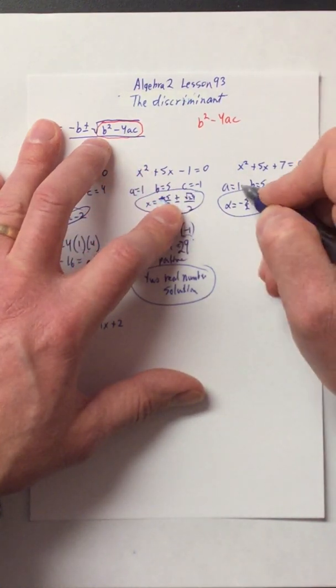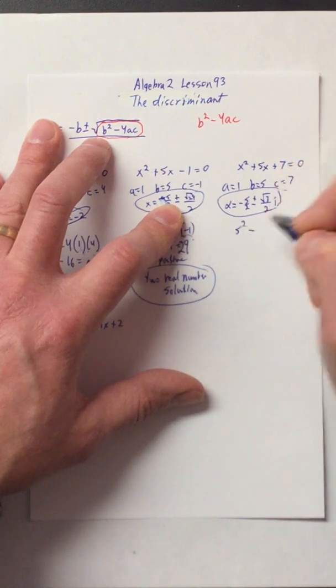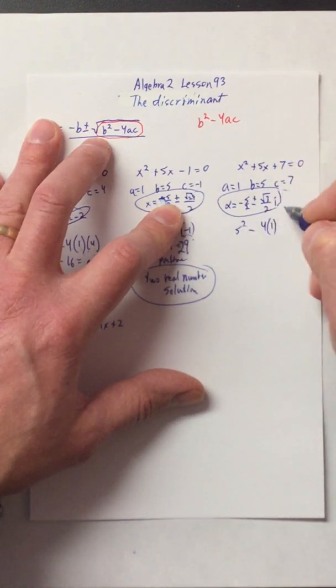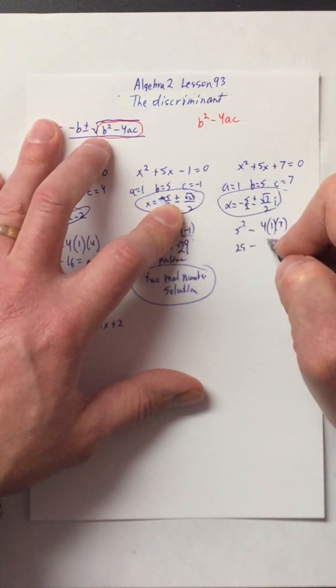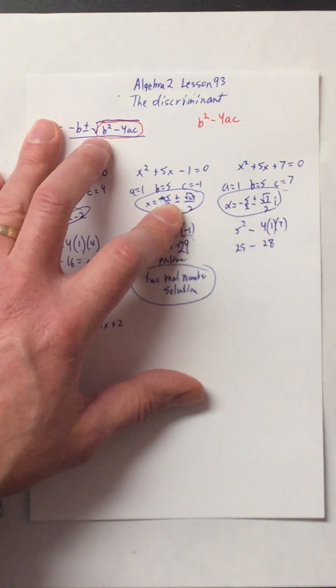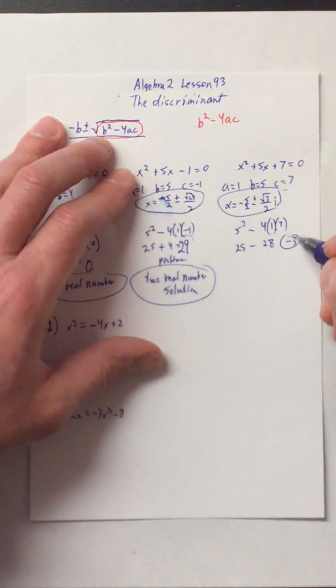So our discriminant is going to be 5 squared minus 4 times 1 times 7. So 5 squared is 25 minus 4 times 7, which is 28. And so 25 minus 28, negative 3, is my discriminant.